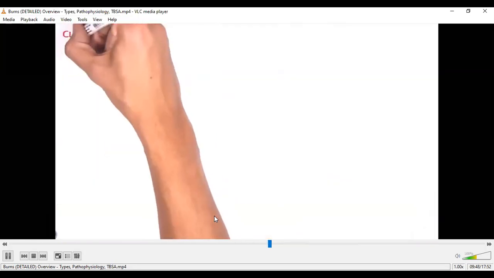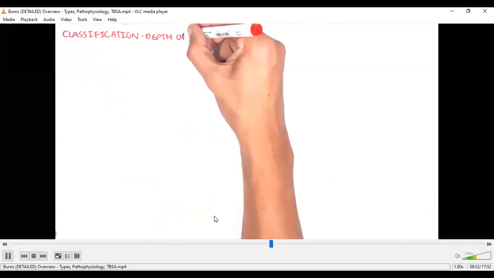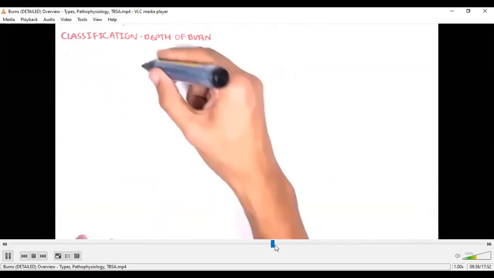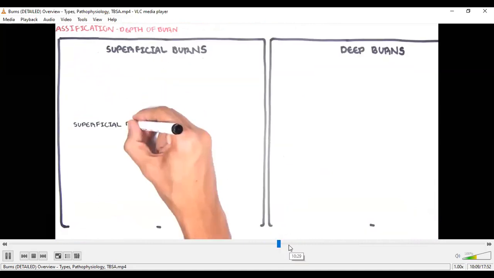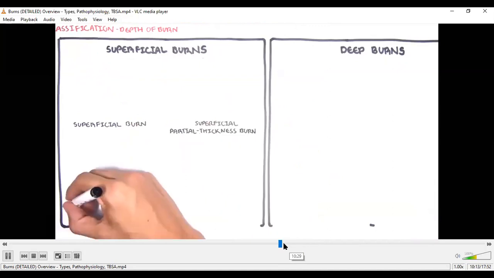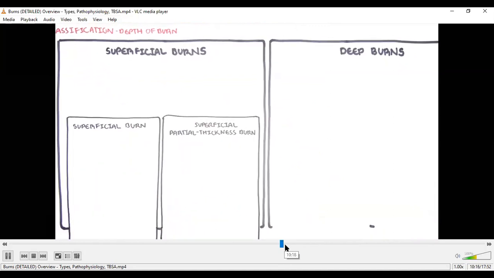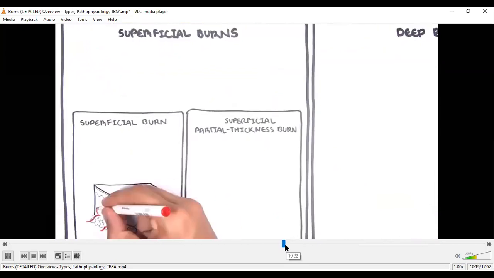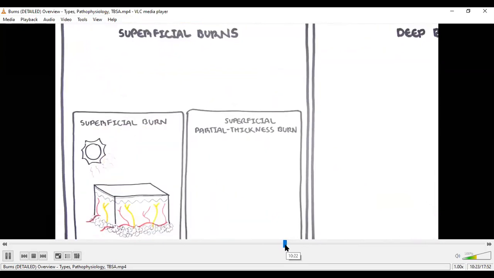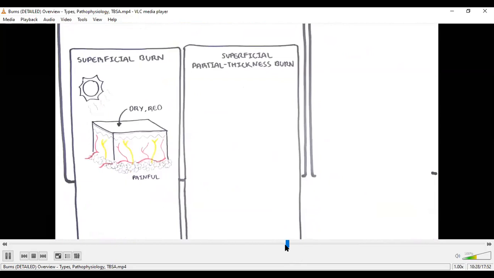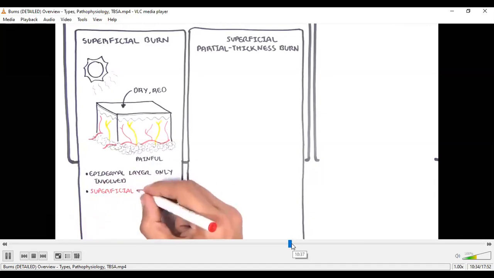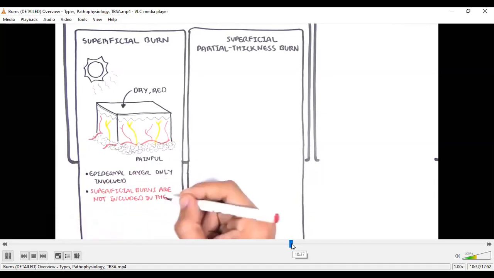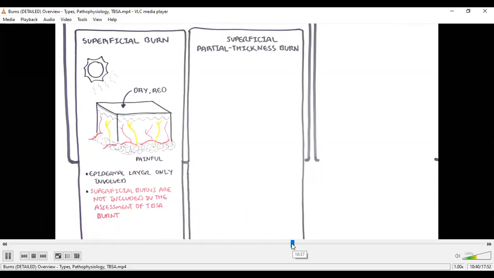So now that we know the pathophysiology of superficial burns and deep burns, let us learn a bit more about classification of the burn depth. Superficial burns are divided into superficial epidermal burns and superficial partial thickness burns. In superficial epidermal burns, only the epidermis is involved, so the very top of the skin. The most common cause here is your regular sunburn, which is painful. On a side note, superficial burns are not included in the assessment of the total body surface area burn.